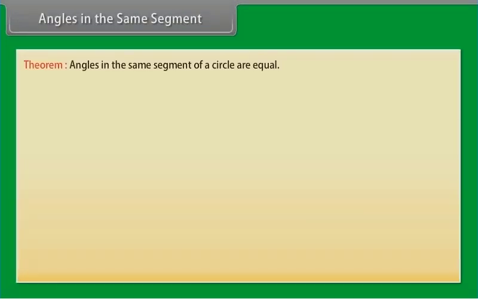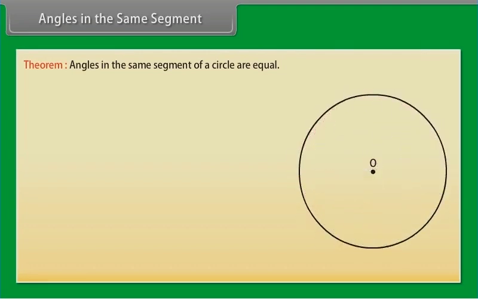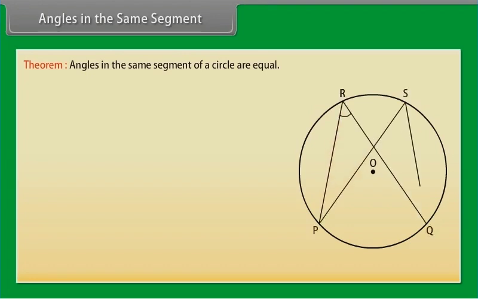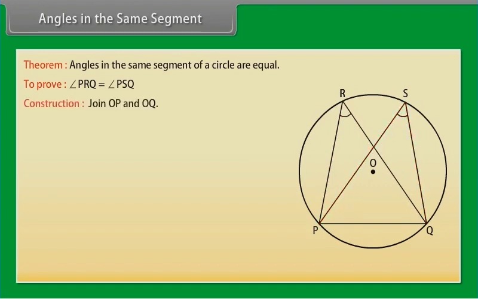Angles in the same segment. Theorem. Angles in the same segment of a circle are equal. Given. A circle with center O and the angles angle PRQ and angle PSQ in the same segment formed by the chord PQ. To prove angle PRQ is equal to angle PSQ. Construction. Join OP and OQ.